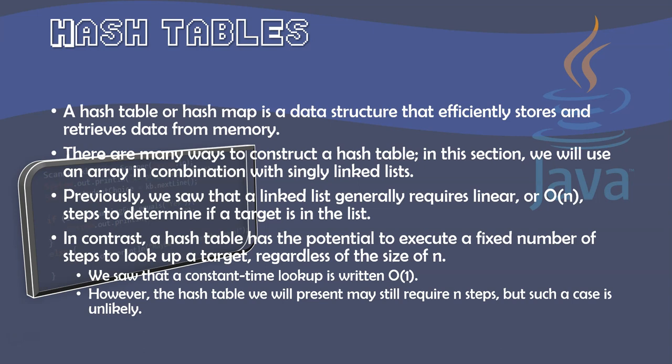And we see that a constant time lookup is big O of 1, which is our best ideal scenario. However, the hash table that we're going to look at today may require additional n steps, but such a case is not typically going to happen, because big O runtime is looking at a 1, which is the most ideal situation that we can get here.